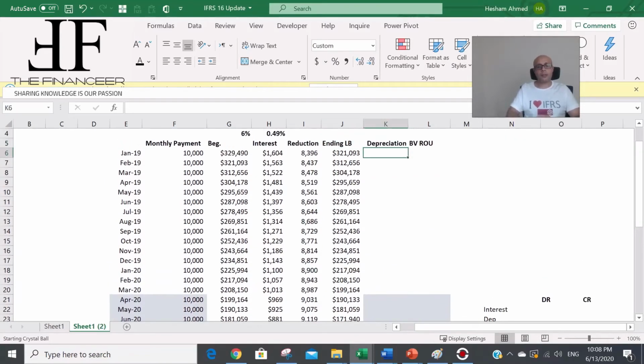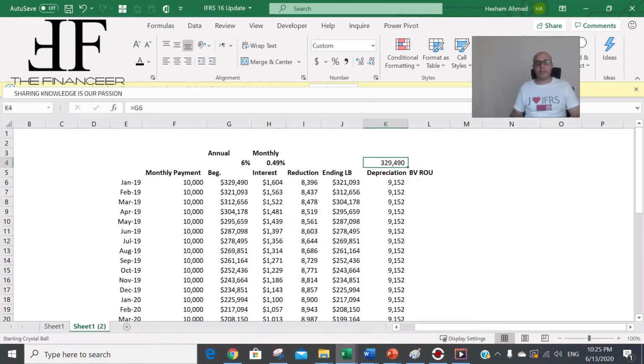Okay, now let's calculate the depreciation. Assume that we don't have any initial direct cost in the beginning of the lease contract, either related to the lessor or the lessee. So the right of use asset will equal exactly the beginning balance of the lease liability. So this is the right of use asset. So let's calculate it here. This is the beginning balance of the right of use asset. And in order to run the depreciation, we are going to divide it by 36 months. So this will be the monthly depreciation.